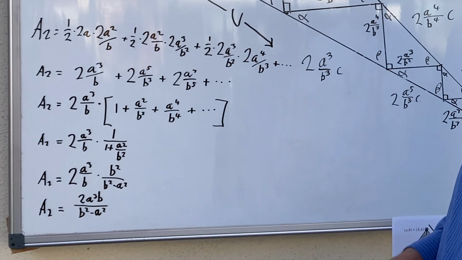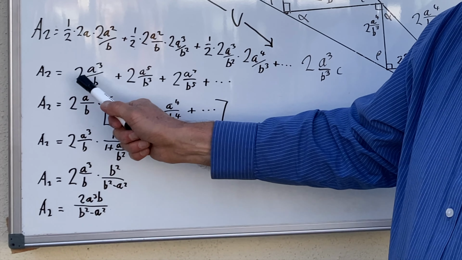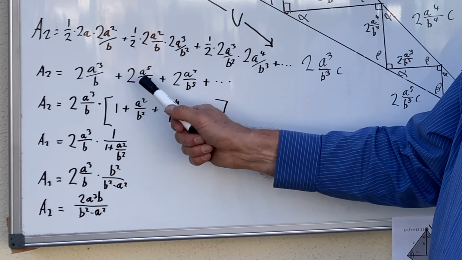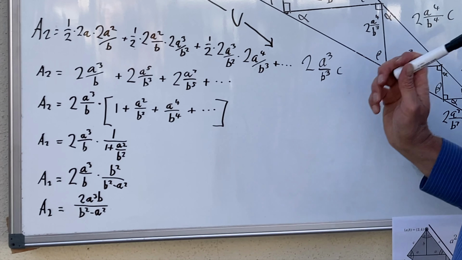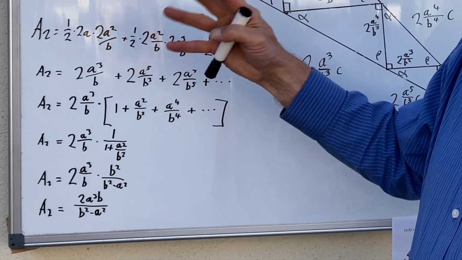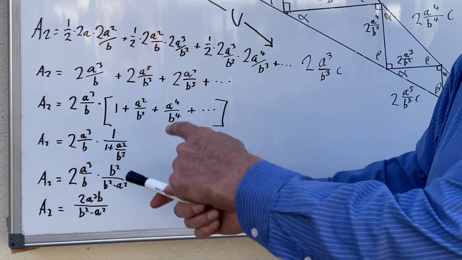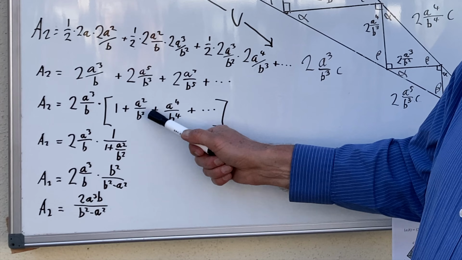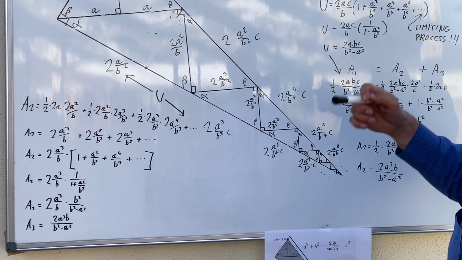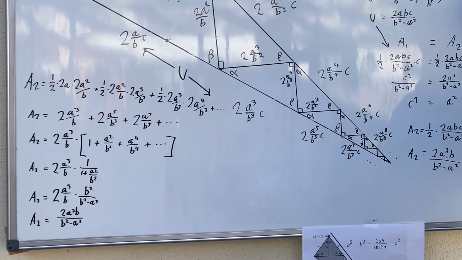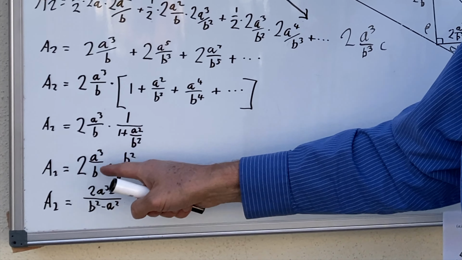So we can simplify this. The 2 cancels the 2, collect your terms, and it's 2a third over b plus 2a fifth over b to the third plus 2a7 over b fifth plus ... forever. Which simplifies further if we factor out the 2a third over b to 1 plus a squared over b squared plus a fourth over b fourth plus ... which is an infinite series, the same as this one here. It's a limiting process, and it gives us this result.